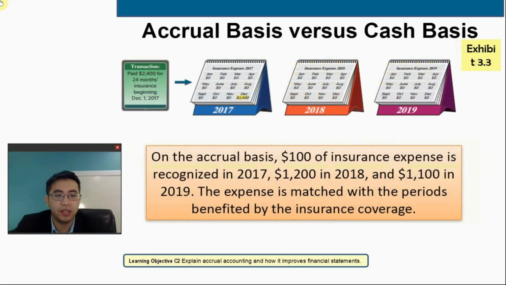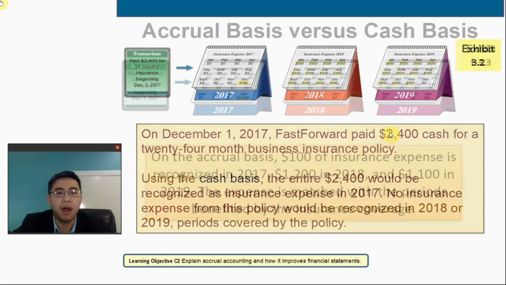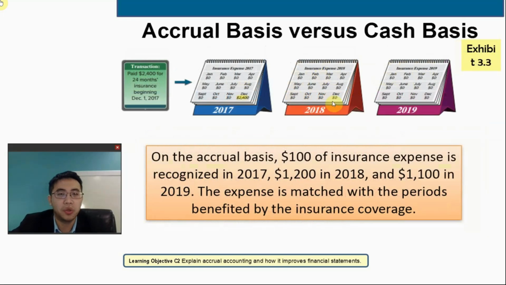But on an accrual basis, you will see that $24,000 right there, $24,000 for 24 months, that is $100 per month. So on an accrual basis, which we use in this class, we are going to record $100 of insurance expense for every month in the next 2 years. That is $1,200 in 2018 and $1,100 in 2019 and $100 today. So that is the total of $2,400 distributed evenly across the next 24 months.